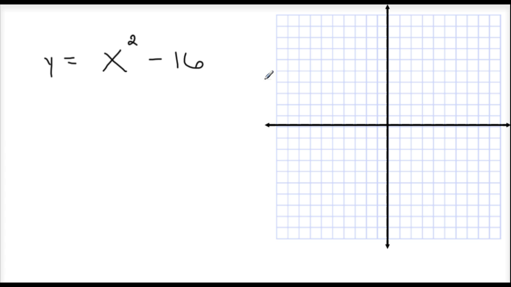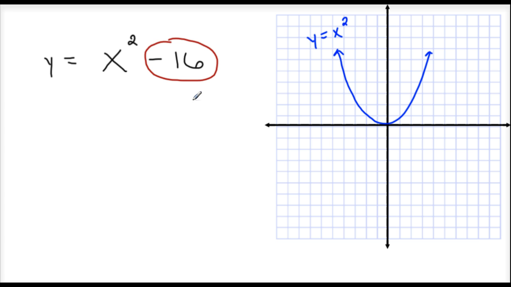Your basic parabola. If this was just y equals x squared, it'll be a parabola going through your origin. When you have y equals x squared minus 16, this minus 16 will do something to the parabola. Anybody have an idea of what it'll do? It'll move it down 16. Very good. So this minus 16 will take this parabola and move it down 16 units.